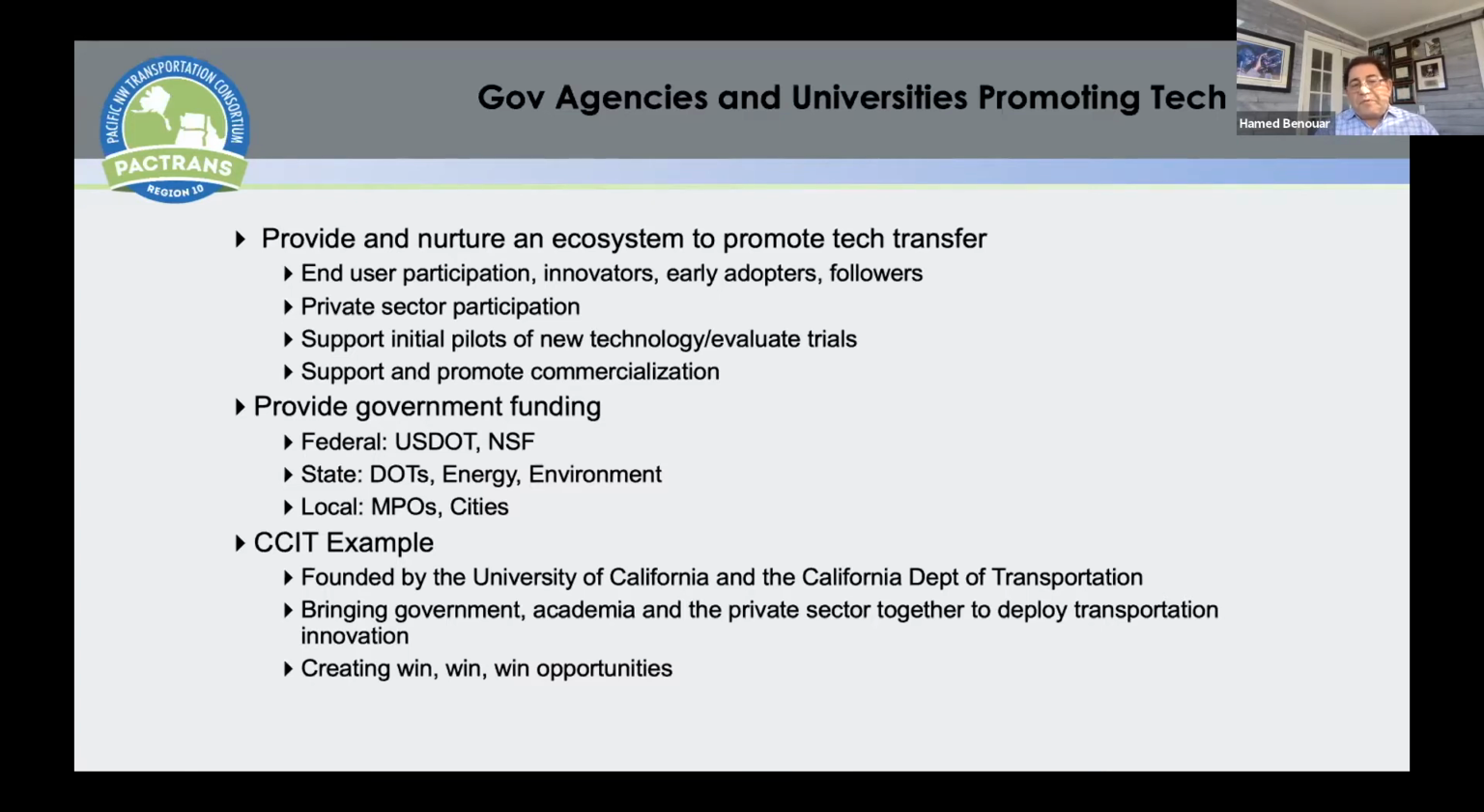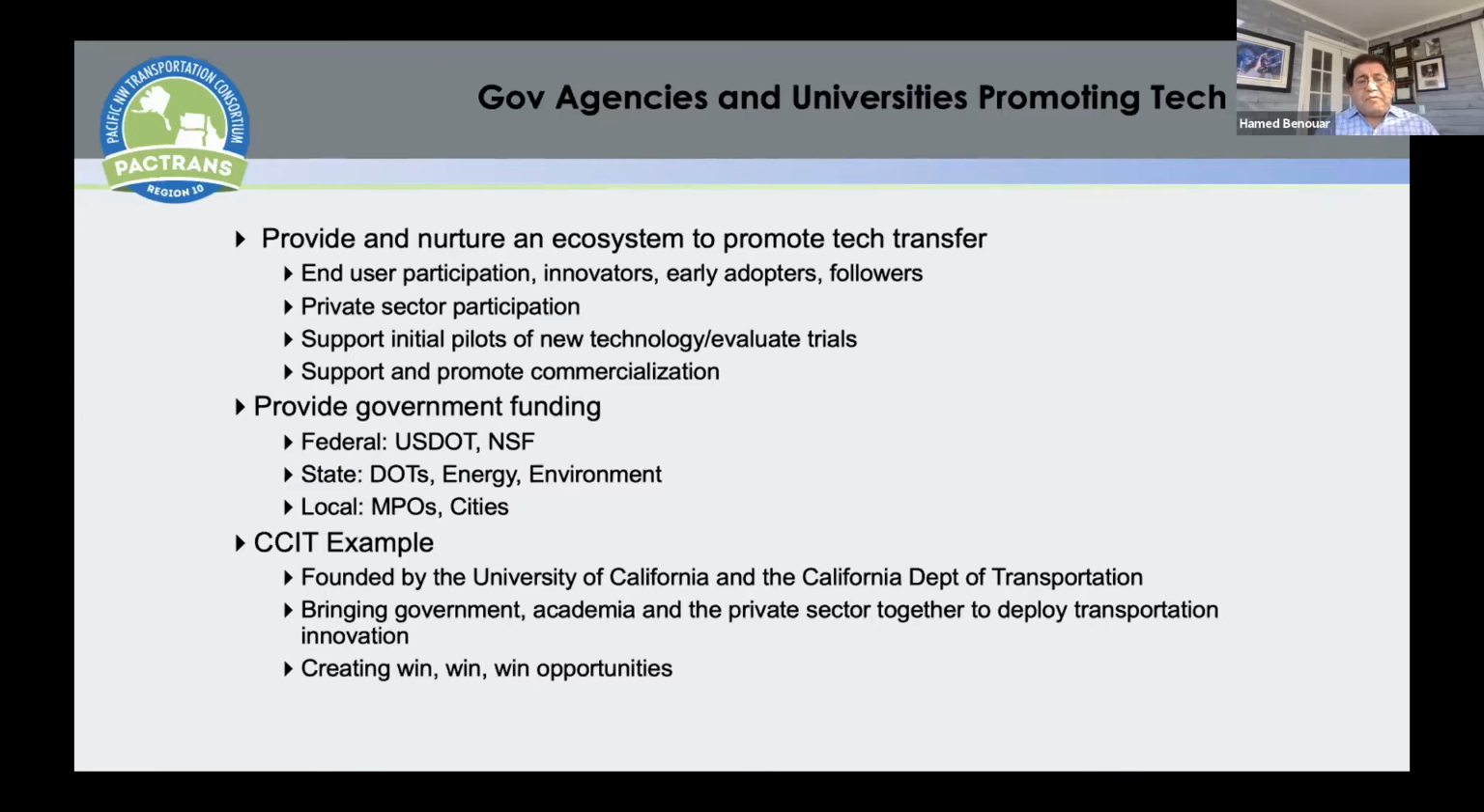And then the private sector participation is very important. So this ecosystem has to bring in the private sector. It has to support the initial pilots of new technology, help evaluate trials, and support and promote commercialization of these products. That's a very, very important part of this ecosystem. And Amine will be talking about this later in his presentation because he benefited from an ecosystem that was provided at UC Berkeley and PacTrans.